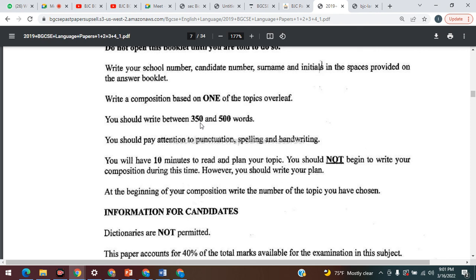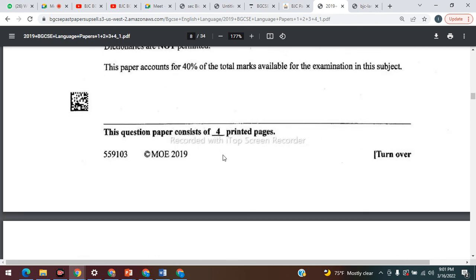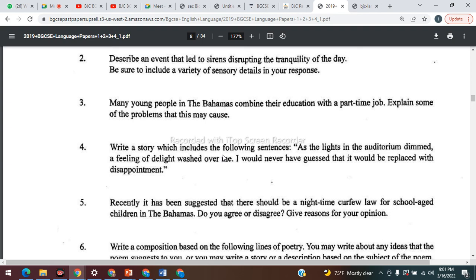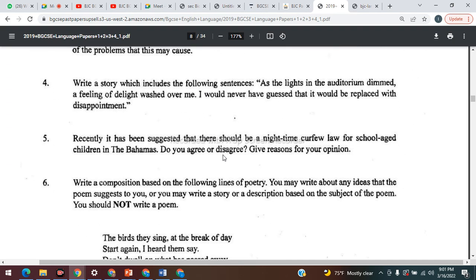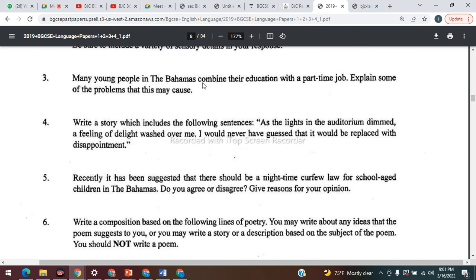Number 3. We can't do that one? That's only number 5. Many people in the Bahamas combine their education with a part-time job. Explain some problems. This could also work. Yeah, number 3 could also work.